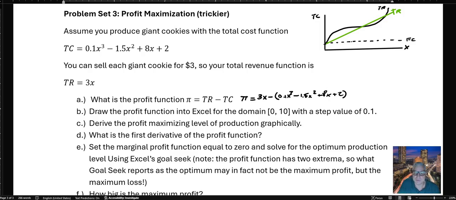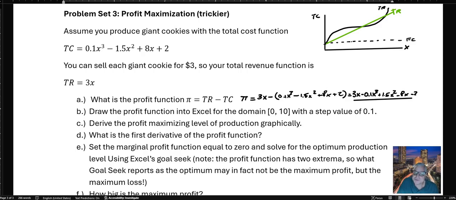Or if we want to get rid of those parentheses, we can say this is equal to 3x minus 0.1 x cubed, minus times minus is plus, plus 1.5 x squared, minus times plus is minus, negative, minus 8x, and minus 2. Okay, so that would be the profit function.